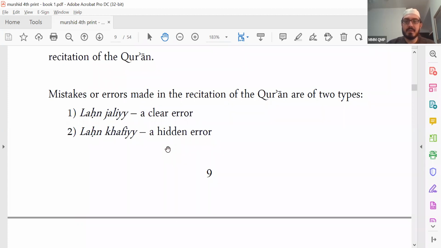So what do you think a clear error would be, lahan jali? Is it someone has their hand up? Is it Sister Maryam? Okay, so someone wrote in the chat, Brother Hassan, clear error is pronouncing a word wrong, okay? All right, so let's see what the author says.